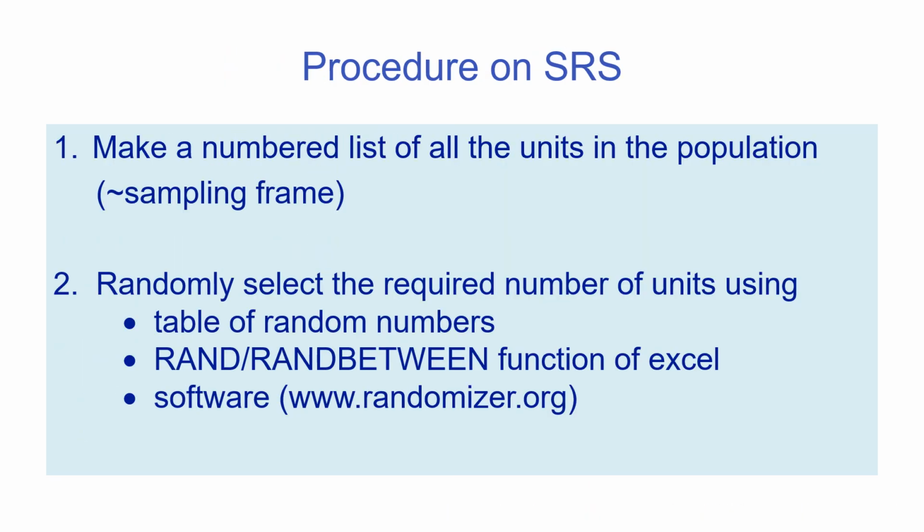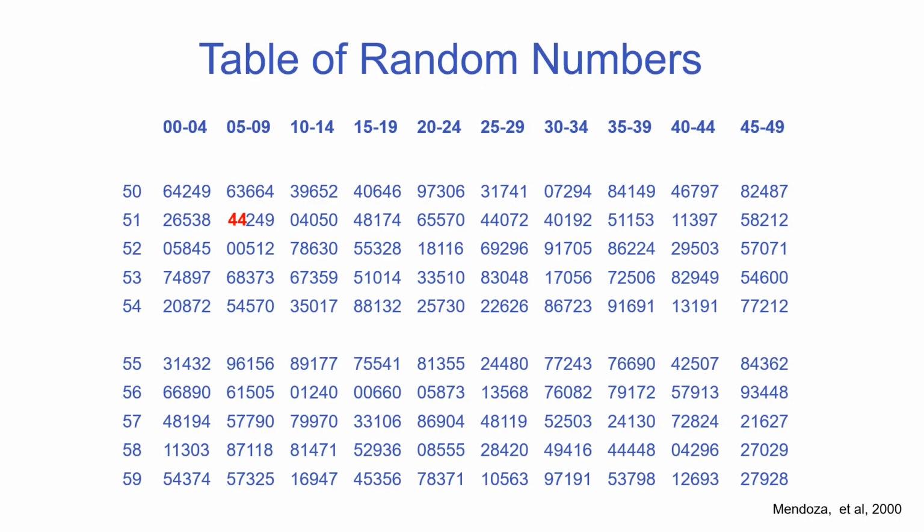In simple random sampling, it starts by listing all the elementary units of the population. Then the required number is selected randomly using a table of random numbers or the rand between function in Excel or a software. This is a table of random numbers. So how do you use a table of random numbers? From a community of 80 households, a sample of 10 households is desired.